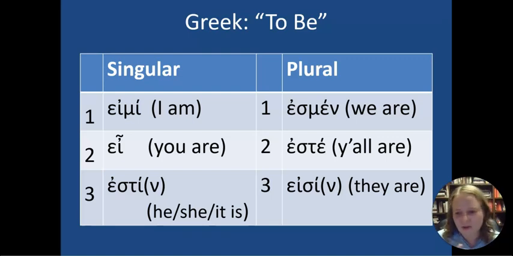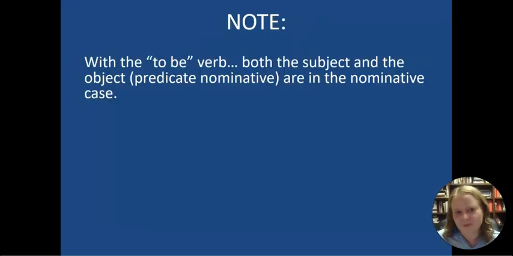This is a really common pattern, so it's worthwhile to learn this one. I am eimi, you are ei with the accent mark. Estin, he, she, or it is. Esmen, we are. Este, y'all are. Eisin, they are. Just some things to note that the textbook talks about as well.